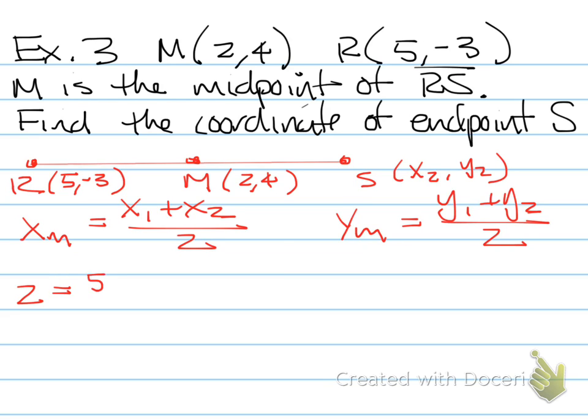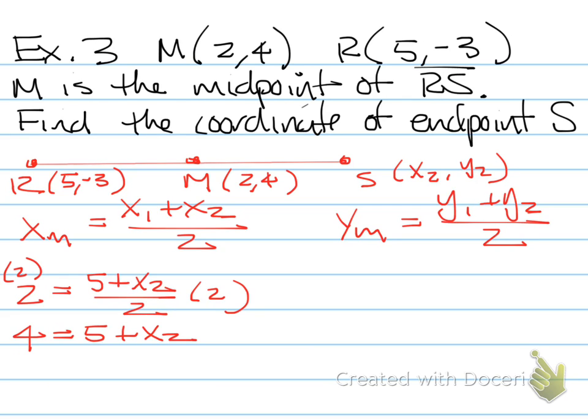So we plug in the value for the x coordinate of the midpoint, plug in for x sub 1, the x coordinate of the endpoint that is given, and then solve for x2 by multiplying both sides by 2. 2 times 2 is 4, and then subtracting 5 from both sides. So the x coordinate of our endpoint is -1. Repeat that process for the y's.